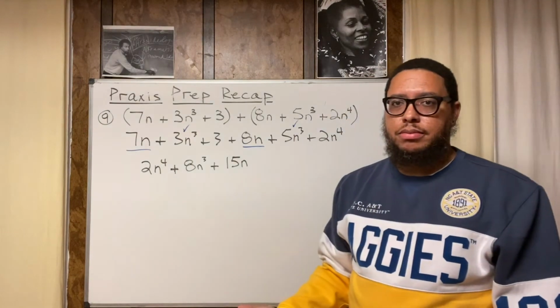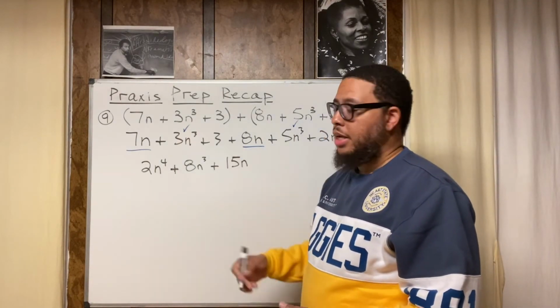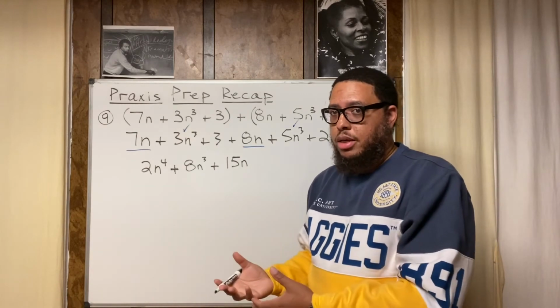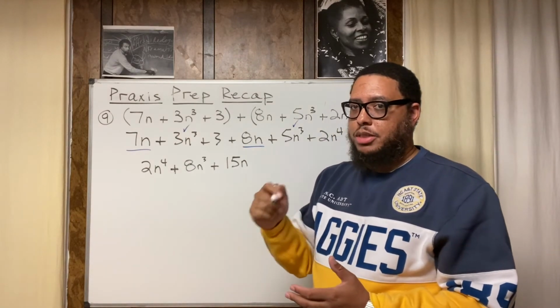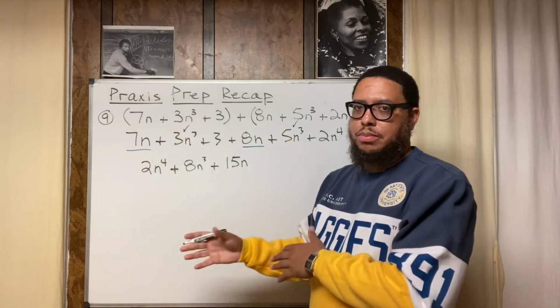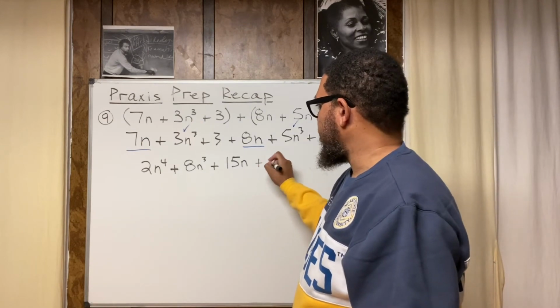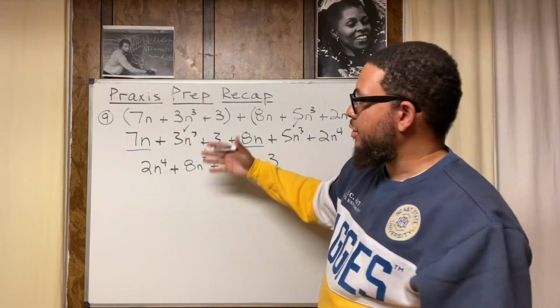3 is a constant. Now, if you want to get kind of technical, we could think of it as 3n to the 0 power. N to the 0 power just becomes 1. So instead of 3 times n to the 0 power, you really have 3 times 1, which is just 3. But that's a little deeper than we need to worry about right now, right? So at the end, we just put plus 3. And this is the final answer.